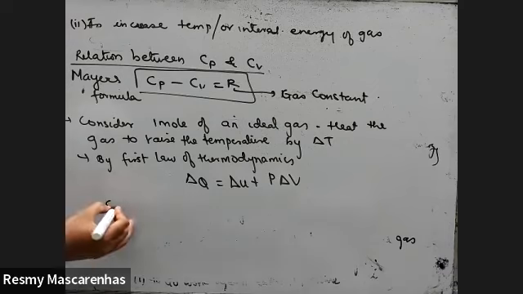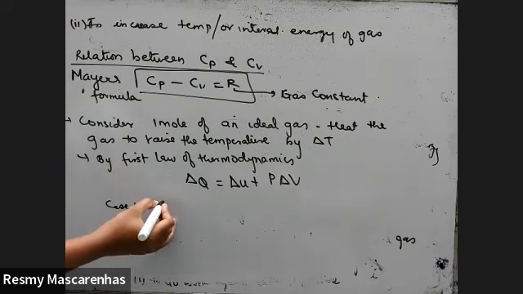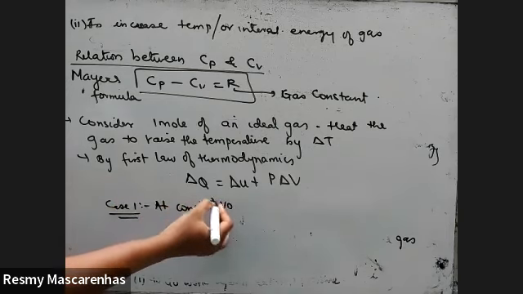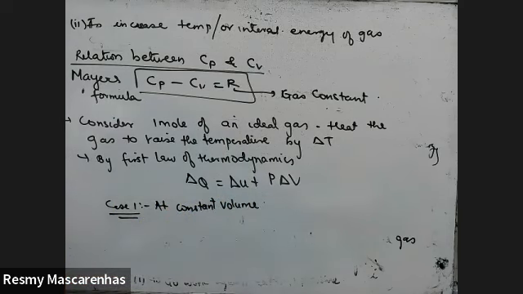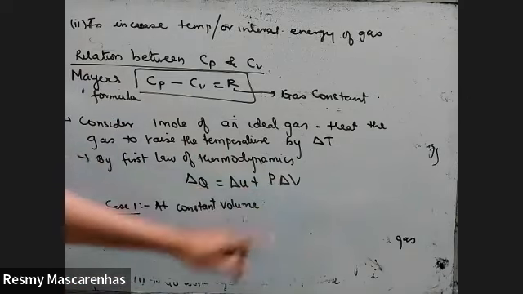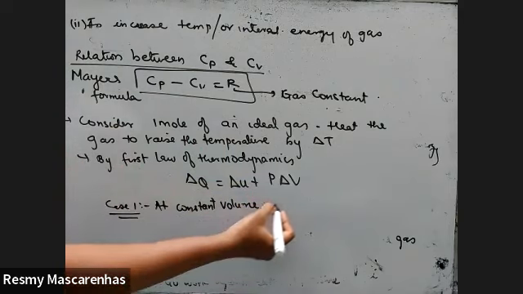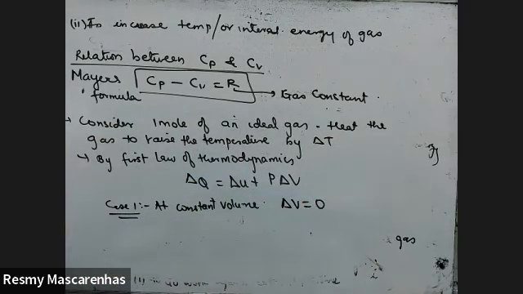So first, case 1, at constant volume. Constant means the volume is not changing. There is no change in the volume. If it was 1 meter cube before, later also it will be 1 only. So final minus initial will be 0. We know that at constant volume, delta V is 0.